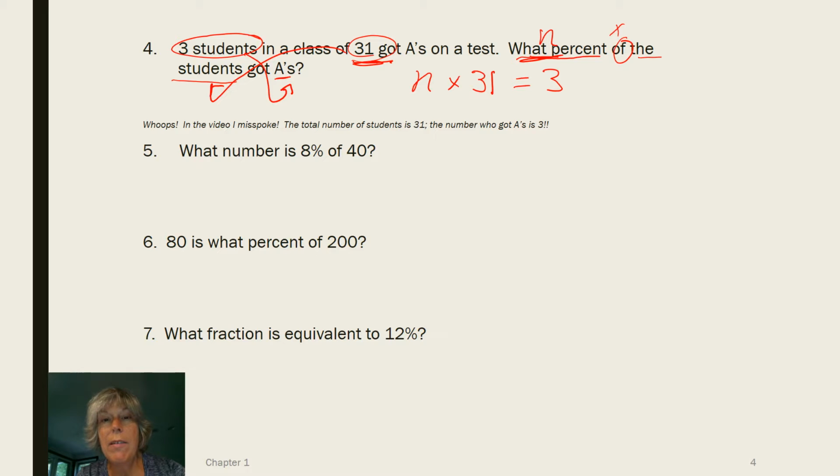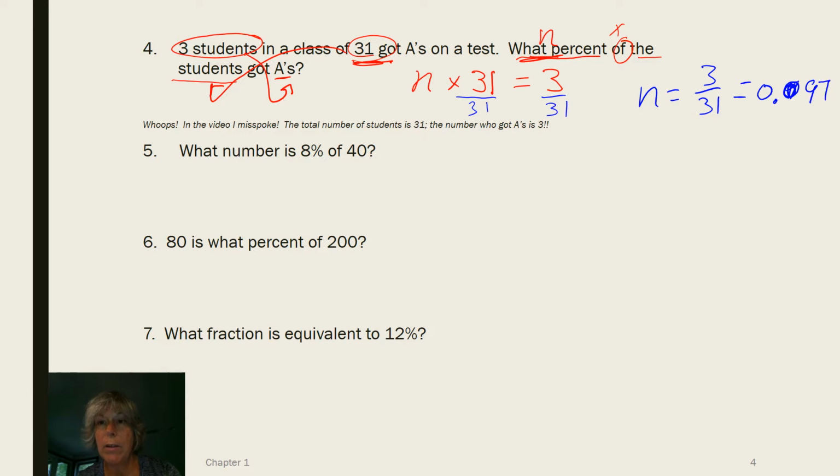Okay, what percent is this? Well, to solve it, we have to divide both sides of the equation by 31. We get n equals 3 over 31, and grab my calculator this time, if I can find the on button. 3 divided by 31 gives me 0.09677. Let's round it up to 0.097.